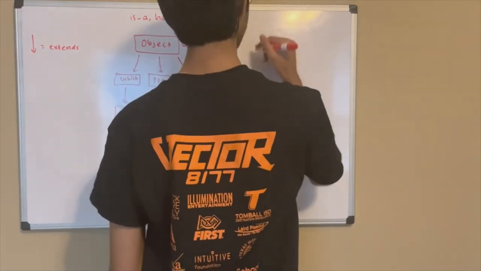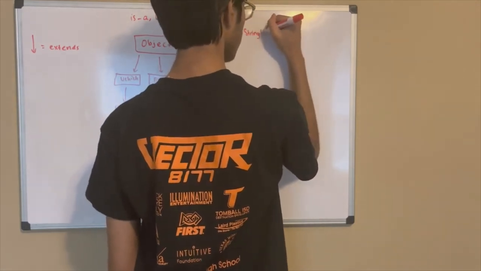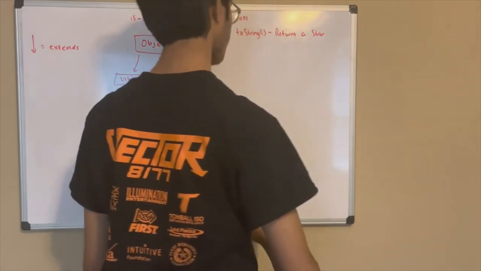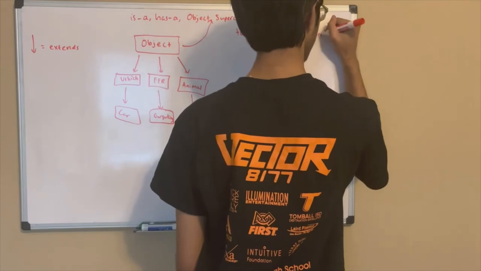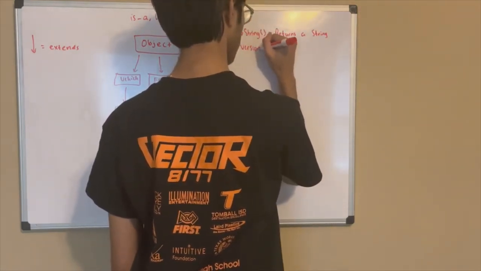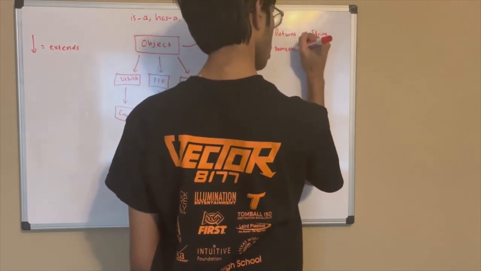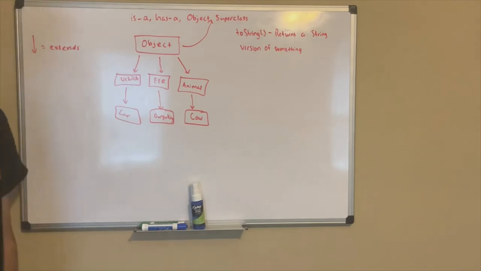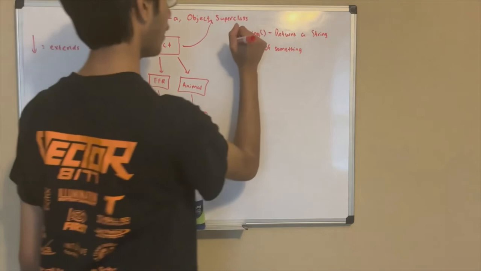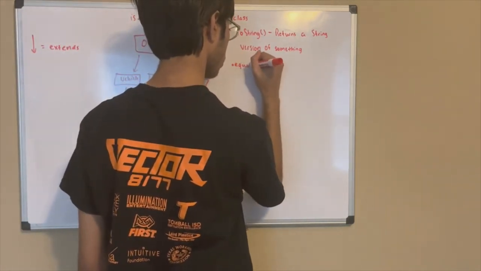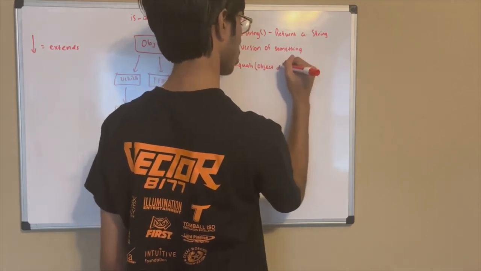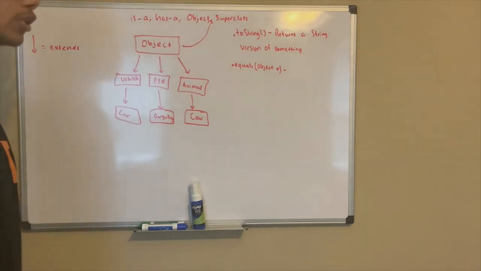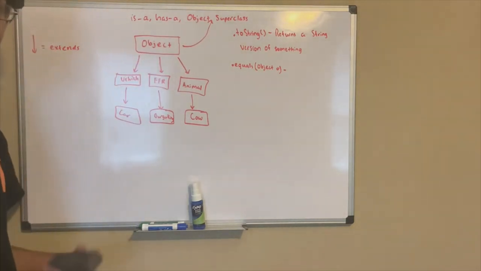The object superclass is also interesting because it contains many different methods. toString returns a string version of something. So let's say we have an integer called x equal to 1234. I can call the toString method to make that a string instead of an int. And then finally we have dot equals, and the method takes in an object O. These are the two primary methods located in the object superclass, and they're very useful to know. There's also finalize and other methods in the object superclass, but they're not that important to know.